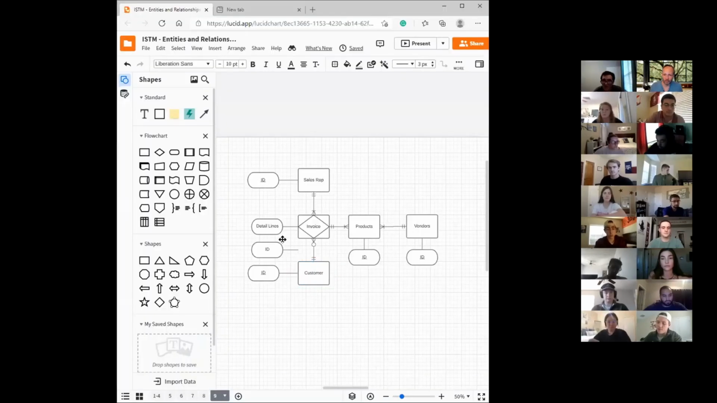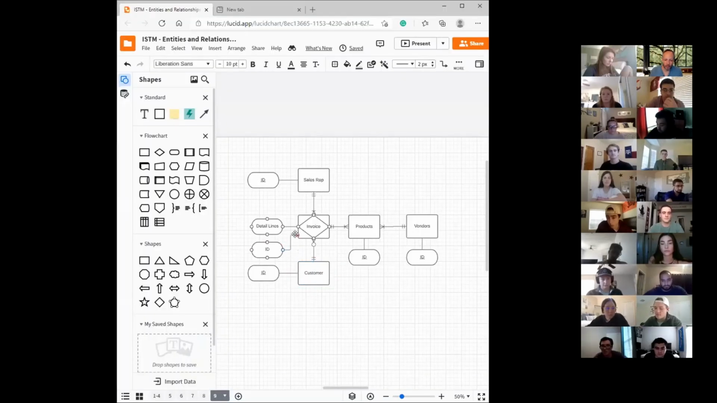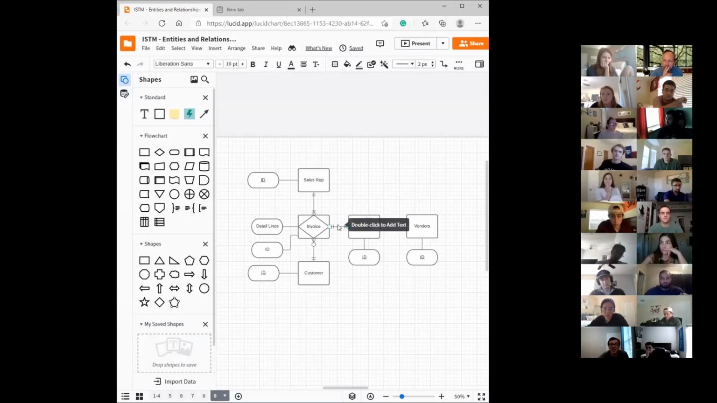Okay, so we didn't really finish just yet, but it's really simple. Just connect that there. So essentially what we said was that you have to have an invoice for a sales rep. So we said that a sales rep had to have a mandatory connection to an invoice, but they could have many invoices. So we put the mandatory 1 up here, and over here we had the mandatory 1, but you can have many invoices.